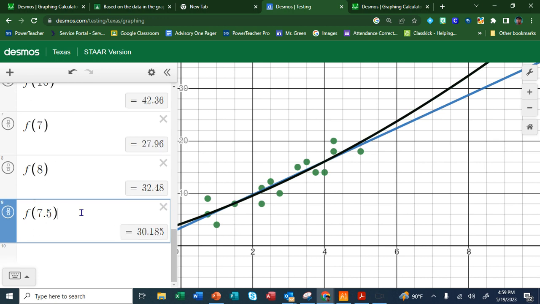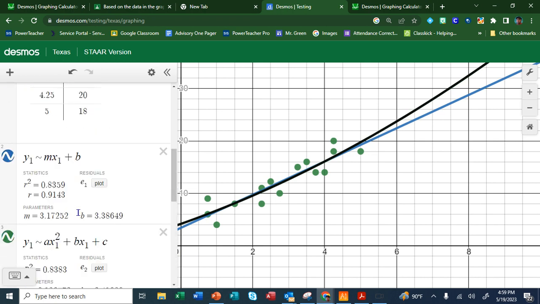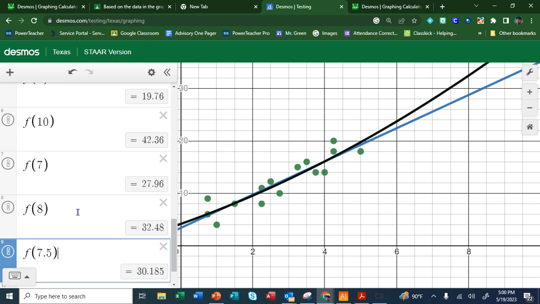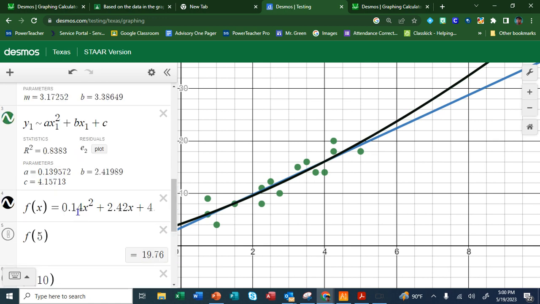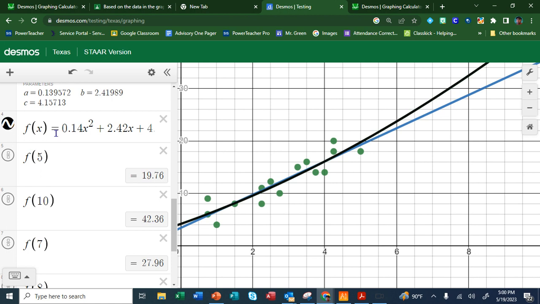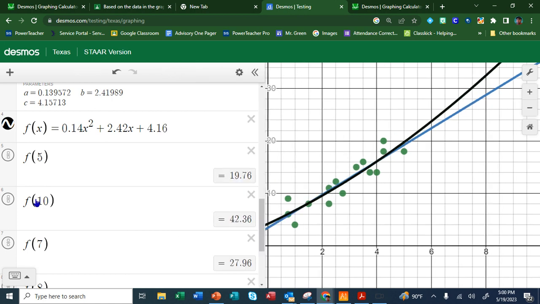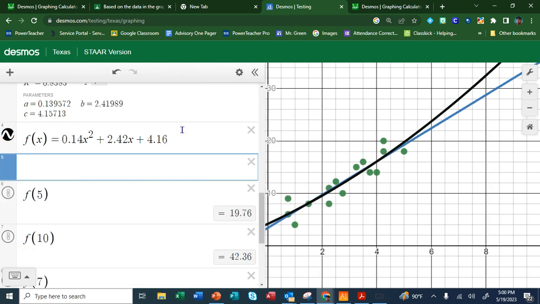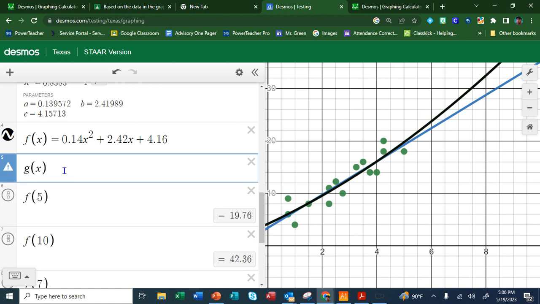Now, another way we could have done this without doing all this guessing is we could just actually solve the equation. So let's solve the equation. We know f of x is equal to 0.14x squared plus 2.42x plus 4.16. Let me do it the way I taught it in class. What if I let g of x be equal to 30? That's the 30 line right there.